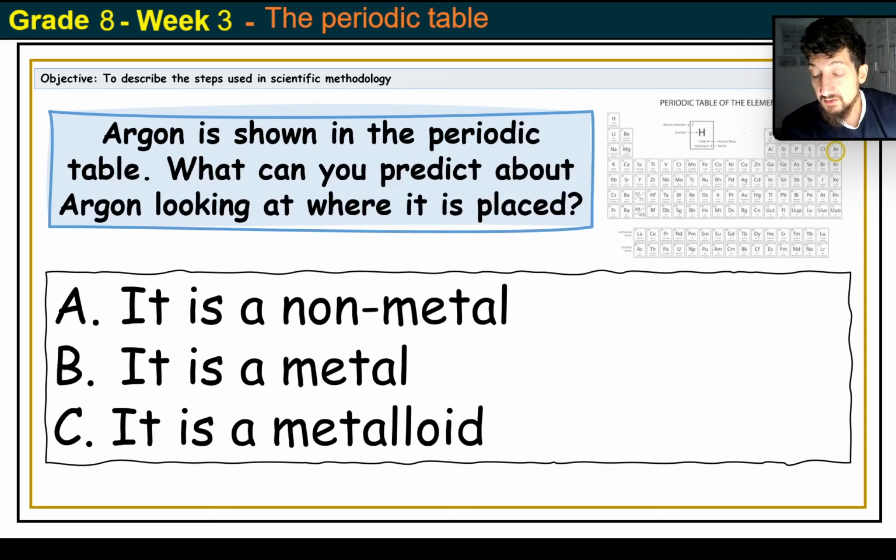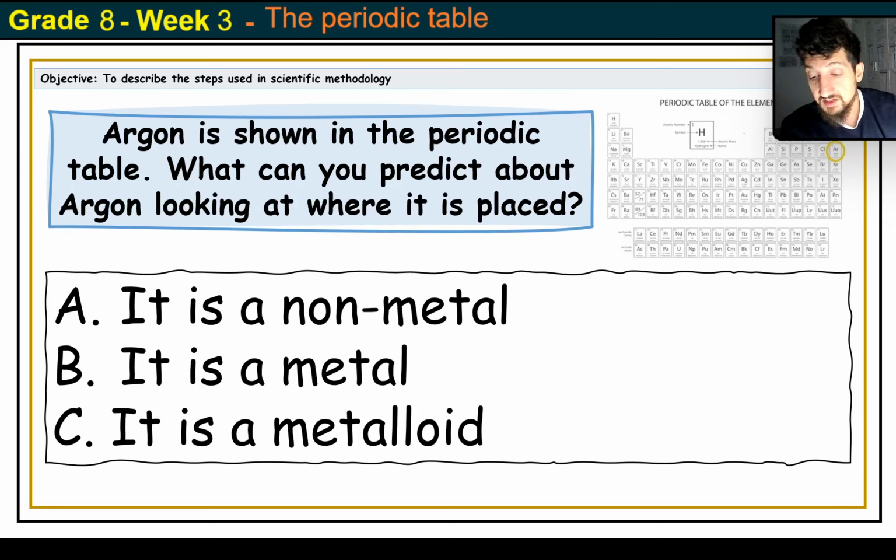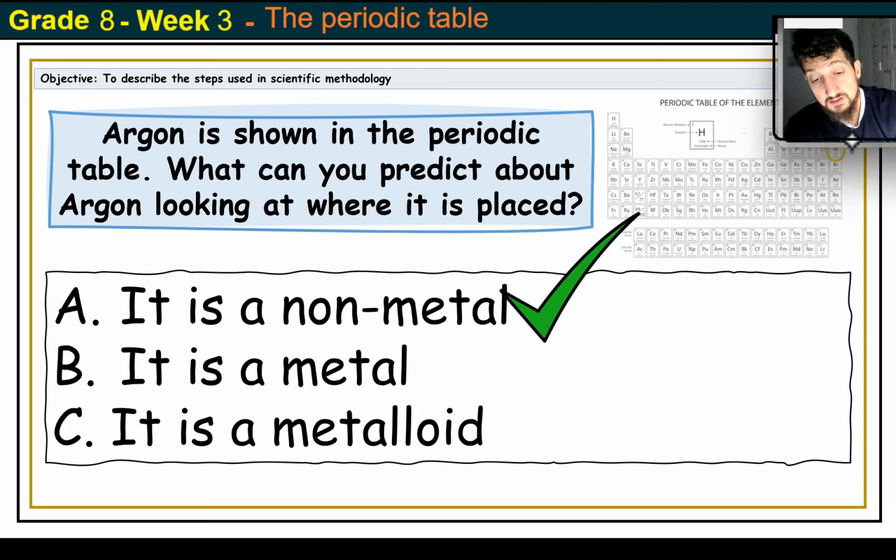Argon is shown in the periodic table. What can you predict about argon looking at where it is? Oh, we've just answered that one. It's a metalloid. Oh, sorry, it's a non-metal. Argon is a non-metal because it's in group 18, as we said. So remember we said everything in yellow over here is going to be a non-metal, while the green is a metalloid. So argon is in this group here, so it's obviously going to be a non-metal.